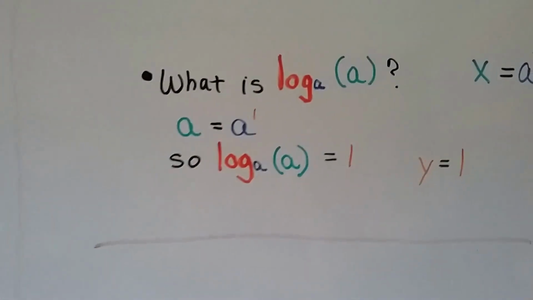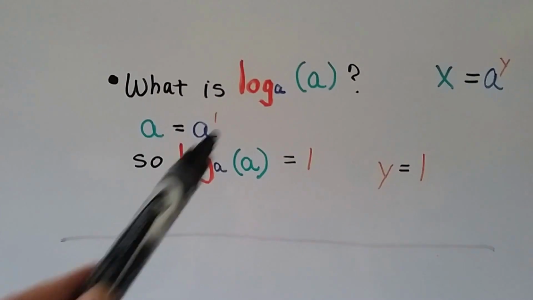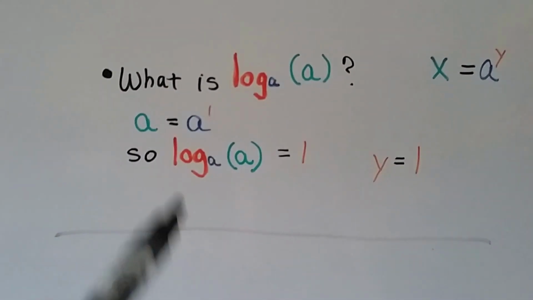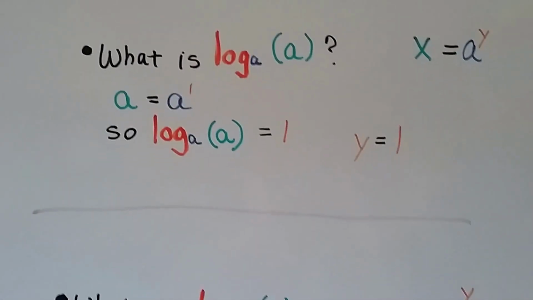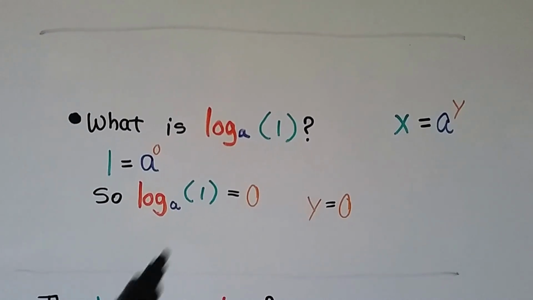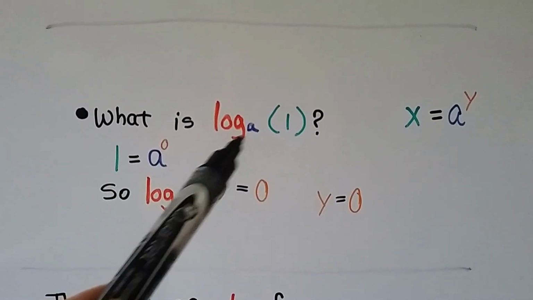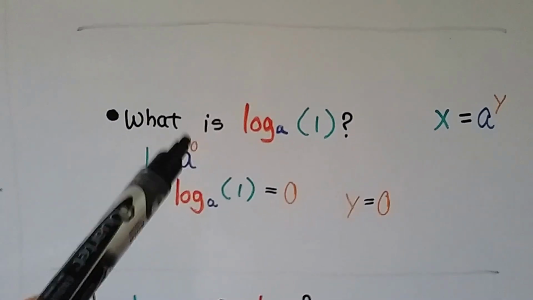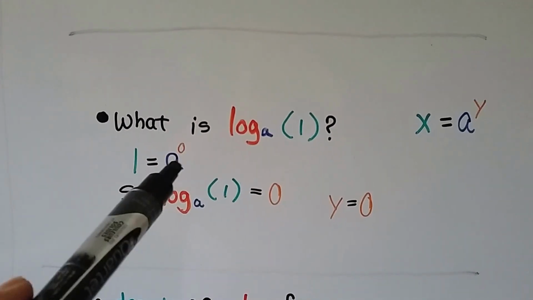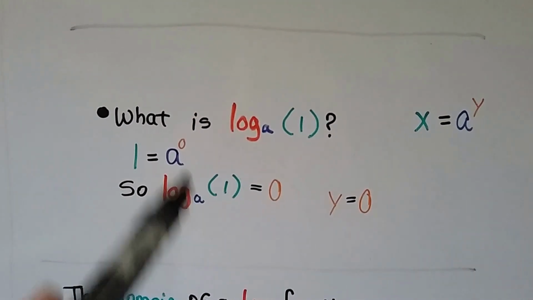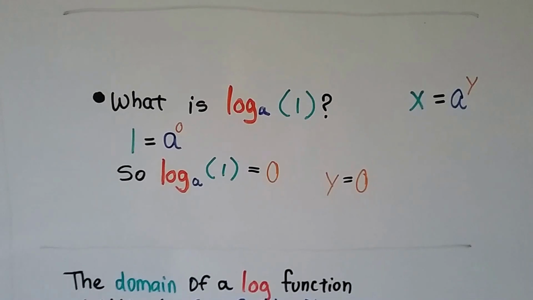Let's try this one. What is log base a of a? Well, if a is the base, what exponent can we give it so that it'll equal an a? A 1. So it equals 1. How about what is log base a of 1? Well, if a is the base, what exponent can we give it so that it'll equal a 1? That's 0. Any 0 exponent makes that base equal a 1. See? It makes the whole thing equal a 1. So the answer is 0.